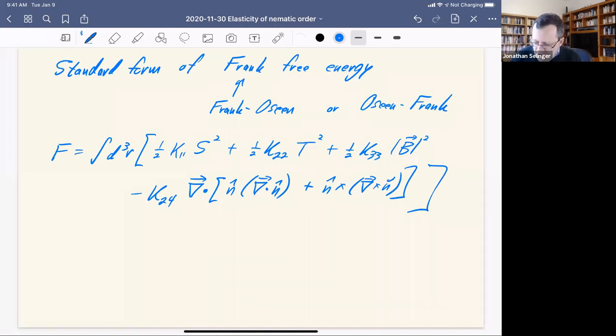Okay. It's different from what I just showed you in a couple of ways. One way that it's different is that there's no delta in it, right? That mode is just missing. Another way it's different is that it has this complicated looking thing there. And this complicated looking thing is what people call saddle splay.